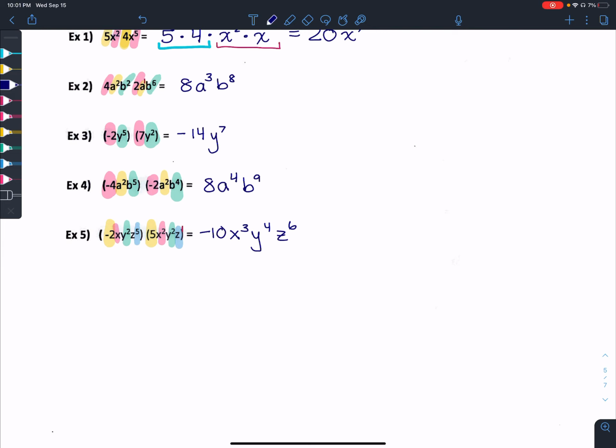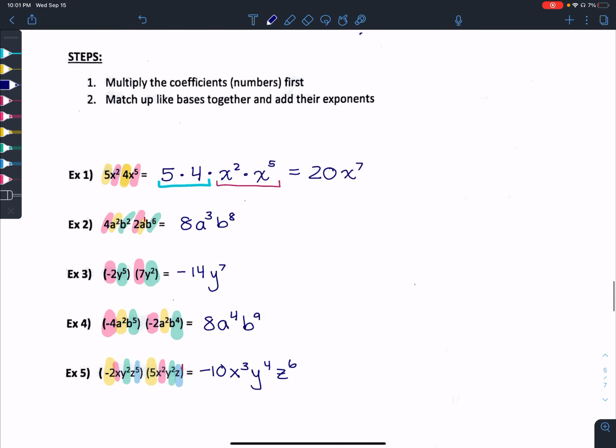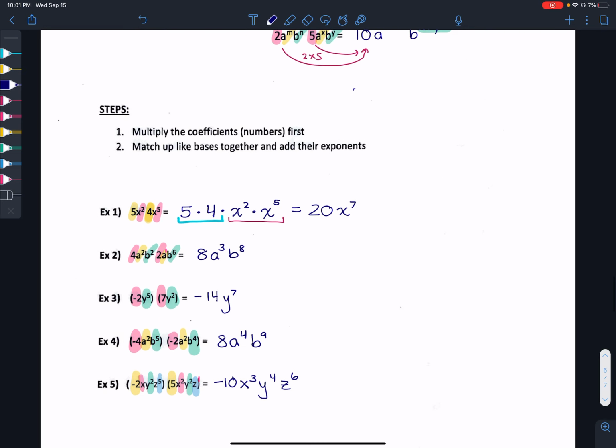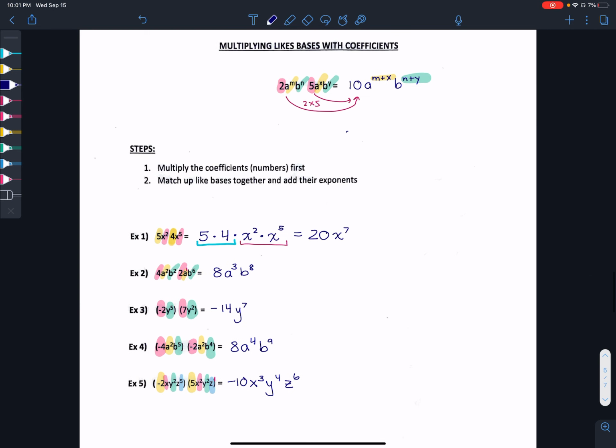And that is it. Okay, so we looked at quite a little bit in this video. We went from our basic multiplication rule all the way to more complicated examples with coefficients and multiple bases. So if there's anything here that is still confusing, make sure to do the practice. That's going to help everything sink in.